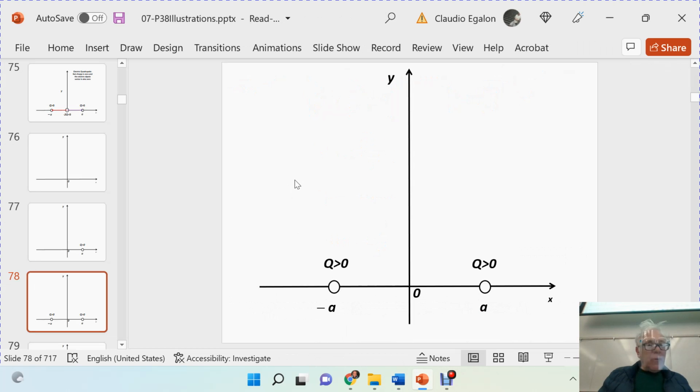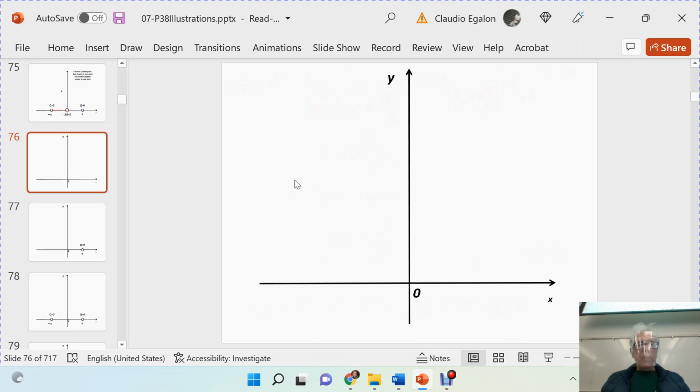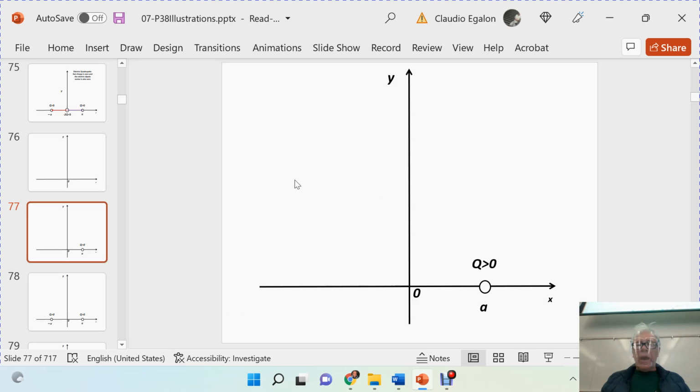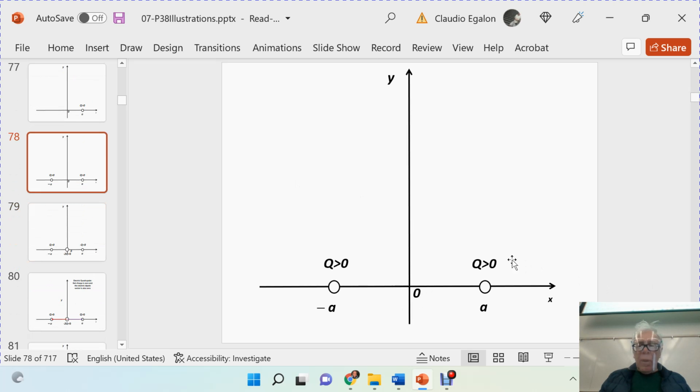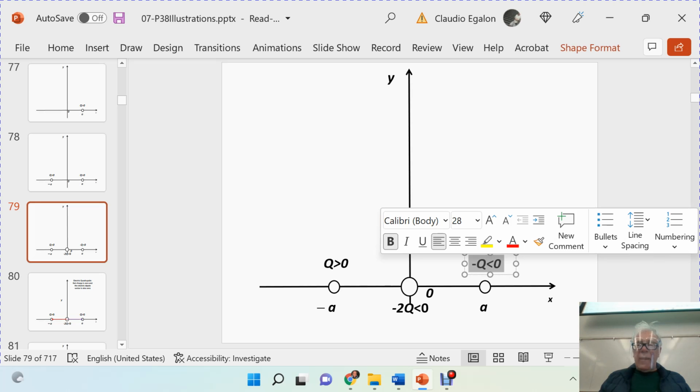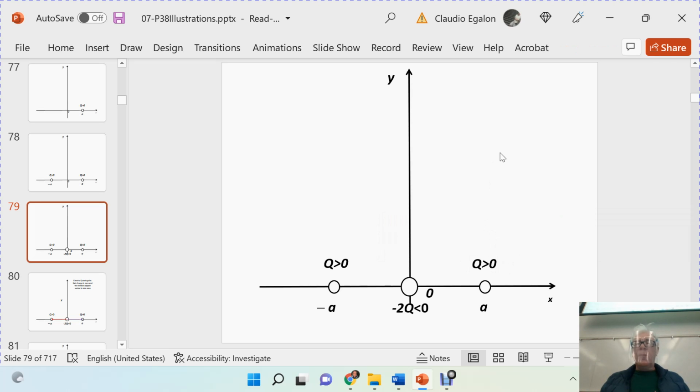Okay, so we're going to build an electric quadrupole. We start with the x and y axis. We're going to put a positive charge q on the right side, a positive charge q on the left side, and on top of that, we're going to add a negative charge at the origin that is equal to minus 2q. In this specific case, the net charge of the system is going to be 0, just like the electric dipole: minus 2q plus q plus q.